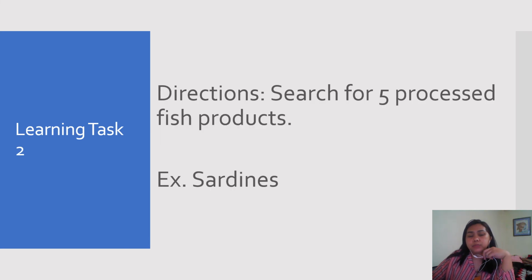Let's have learning task 2. Search for 5 processed fish products. Just write the name of the product. No need to write the recipe. Just the name of the processed fish products. For example, sardines. I already gave that as an example, so you cannot copy it anymore. You can find many, as you will see processed fish products in the supermarket. Write this also on your paper.